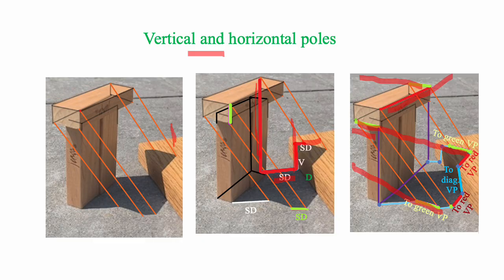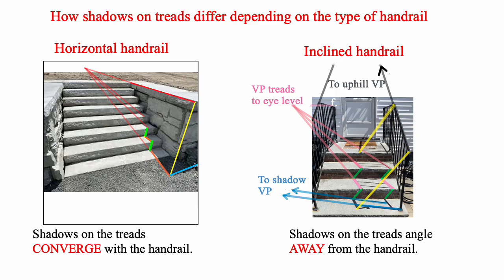For this red horizontal pole, we get horizontal converging lines on the horizontal surfaces and a diagonal shadow on the riser. Let's compare shadows cast by a horizontal handrail versus an inclined handrail. In both cases, shadows on risers go toward the handrail, here and here. They go toward the handrail.